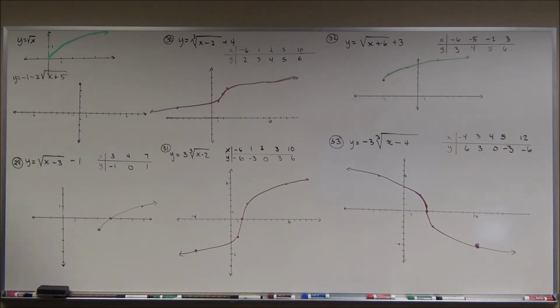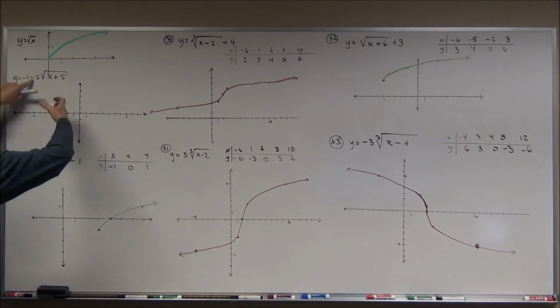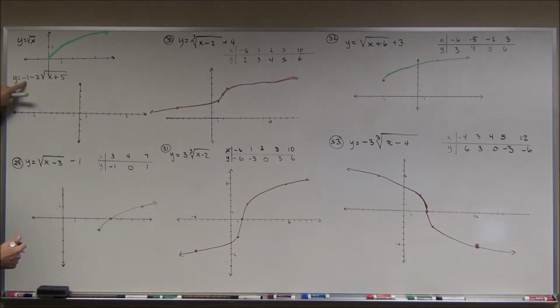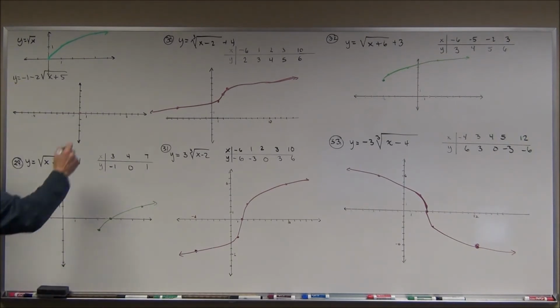Right. Well, this is a square root. There's a 2 times it. That's going to stretch it. And there's a negative or a minus in front of it. That's going to reflect it in the x-axis. It might end up going like this. And there's a negative 1 out here. That's going to drop it down 1 unit. That's a lot of stuff to keep track of.